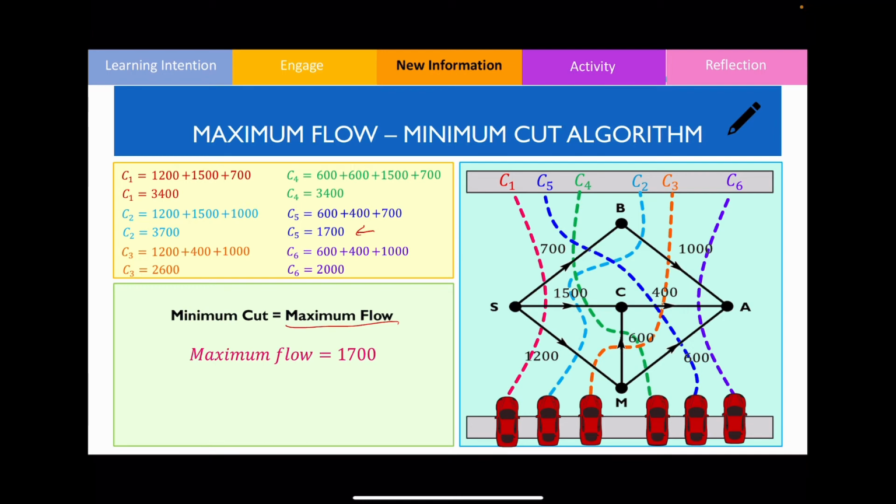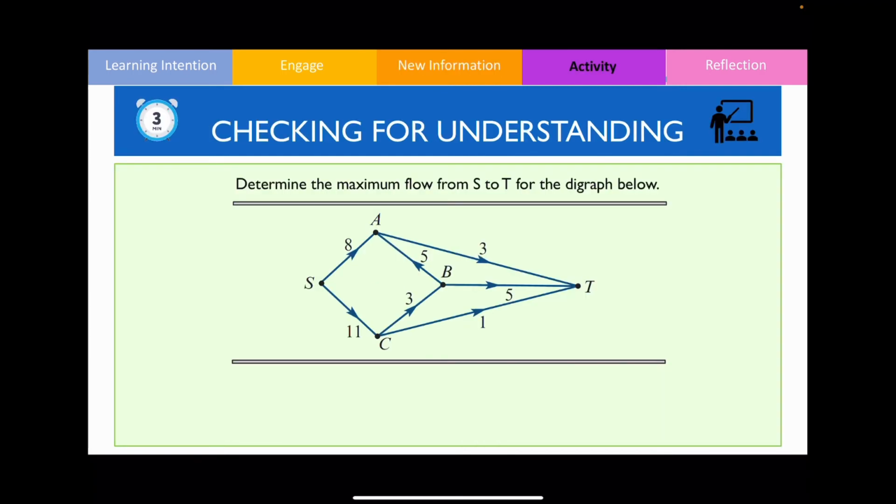What I'd like you to do now is have a go to see if you could find out the maximum flow by performing the minimum cut algorithm. So have a go at this question and we'll go through the answers together.